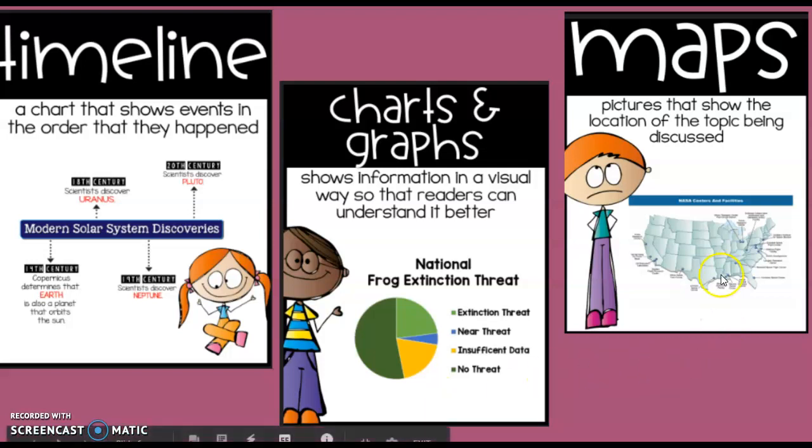And then maps. We like to look at maps and see where things are located. If they're talking about something that's happening in New York City, and we know, oh, we're way over here in California, New York City's way over here, we get an idea of how far away that is, how close it is in relation to where we are. So maps can be very helpful.